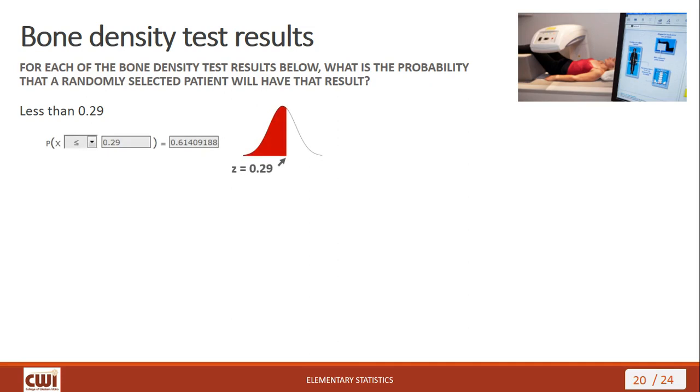Well, here's what you should get when you do this properly. So you should have less than or equal to for your drop-down selection, then 0.29, that's your z-score, and then the area underneath the curve is the probability of interest. So this is going to be 0.61, or however many decimal points you ask to take this out to. Notice our z-score of 0.29 forms the boundary for the area underneath the curve. And the area underneath the curve is the probability that we're looking for.